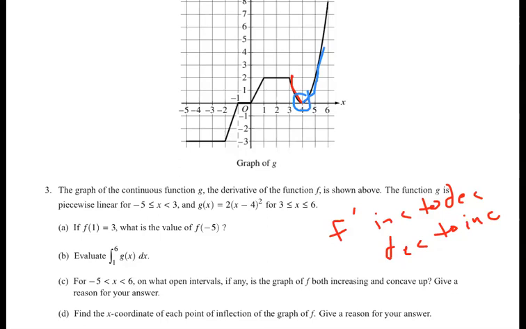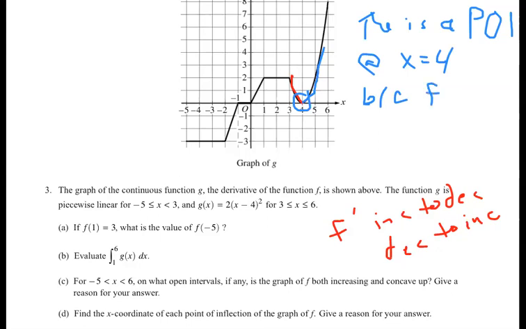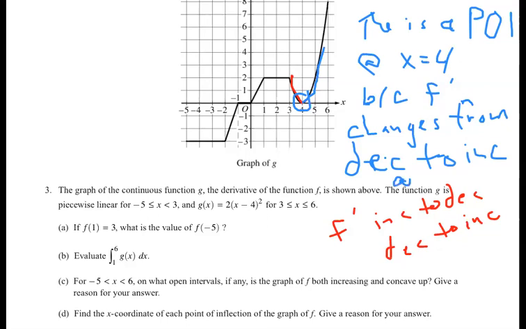So you would say there is a POI at, and it only says x-coordinate down here, x equals 4, because it gives a reason: f prime changes from decreasing to increasing at x equals 4. And that's the end of that problem.